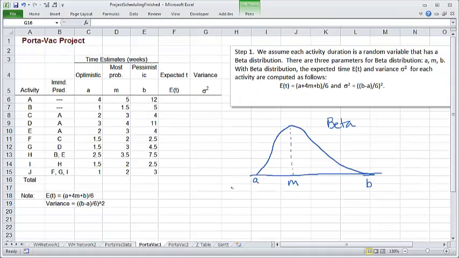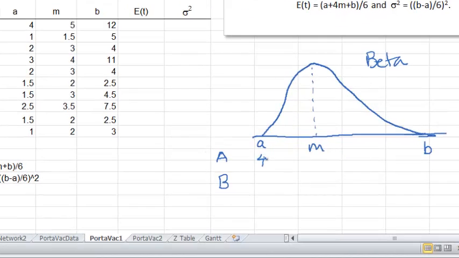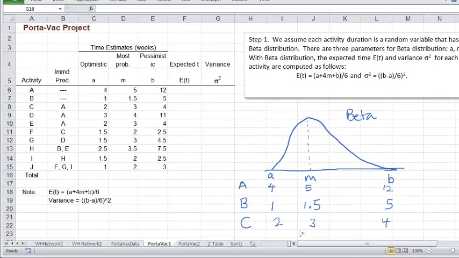Now for illustration, I'm going to put here a couple of activities, let's say A and B, and put down the corresponding parameters. For activity A, the shortest possible time was 4, most likely time was 5, longest possible time was 12. Activity B, it was 1, 1.5, and 5, and then for C it is 2, 3, and so forth.